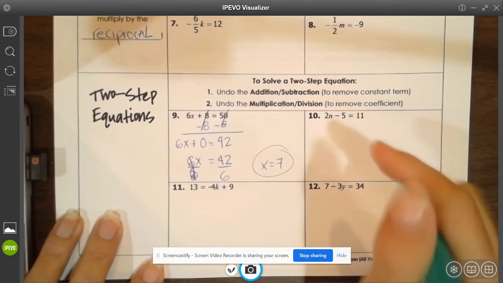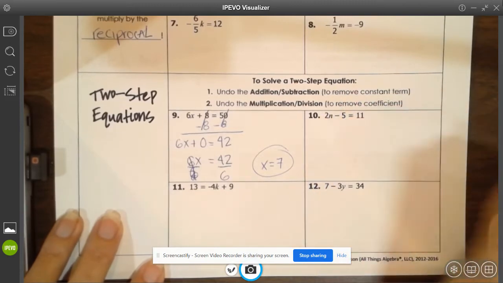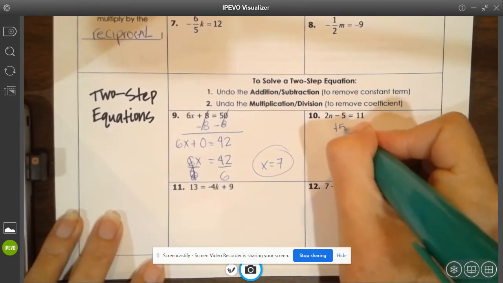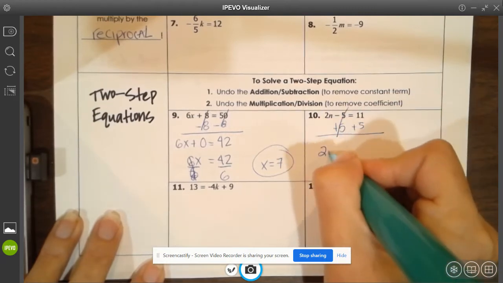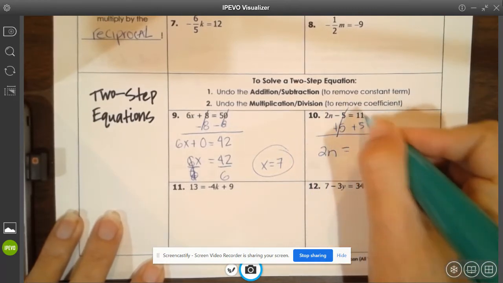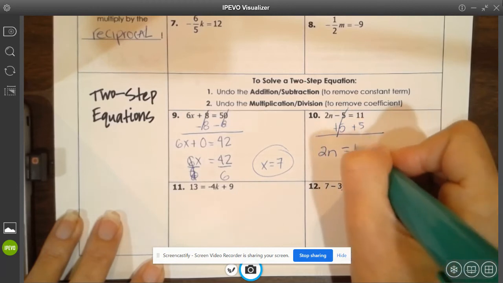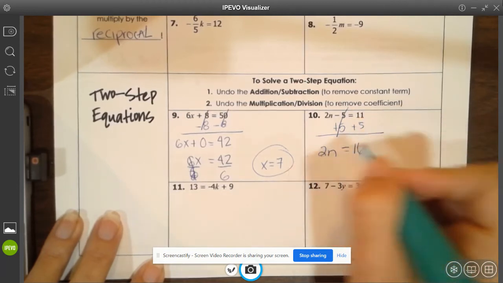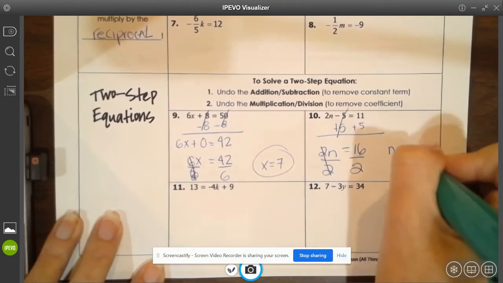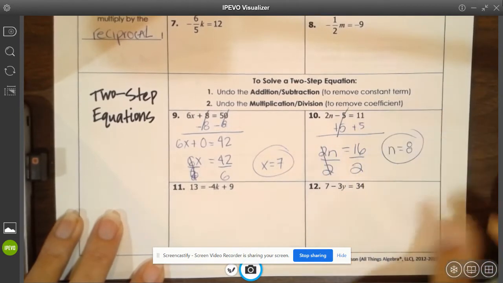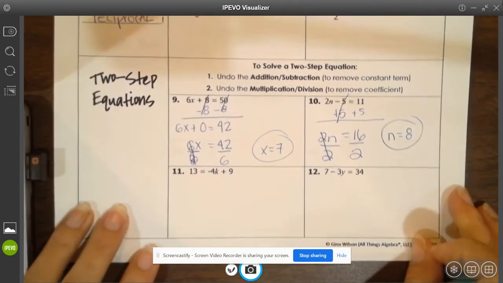All right, let's try another one here. First, I'm going to get rid of that negative 5 by doing the opposite. So I'm going to add it to both sides to get rid of it. Then 2n equals 11 plus 5, that is 16. And then that is multiplying, so I'm going to divide by 2. That goes away, and then n equals 8. That's my answer.